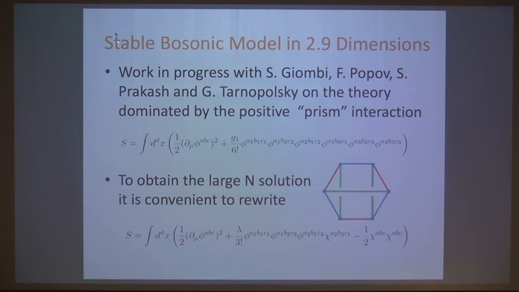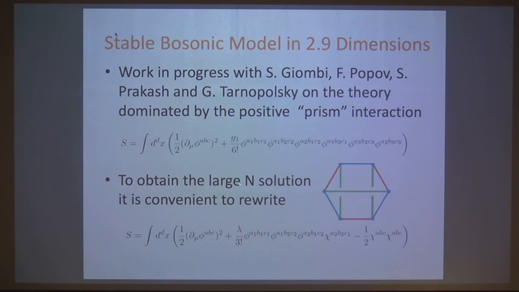Just in the remaining 30 seconds, we're now writing up what looks like a better theory. We call it the stable bosonic model in 2.9 dimensions. It's work in progress with Giombi, Popov, Shiroman, Prakash, and Tarnopolsky on the theory dominated by the prism interaction. If you look at this, it's just a perfect square. It's like a potential of the type you get in a supersymmetric theory, but without fermions. And this is the prism diagram that describes this interaction.